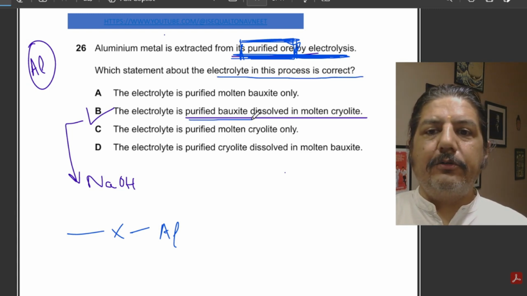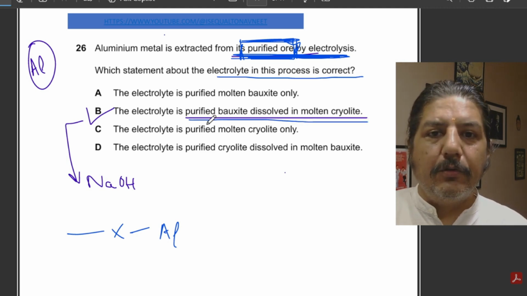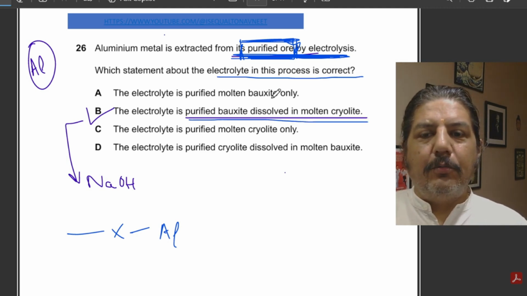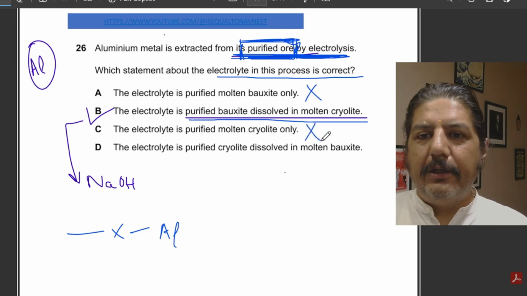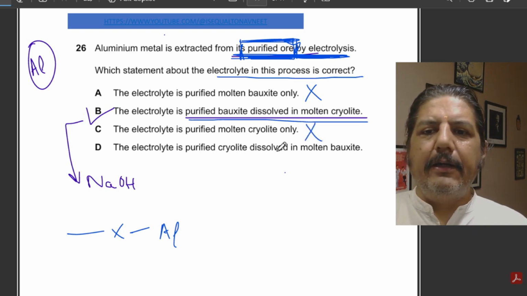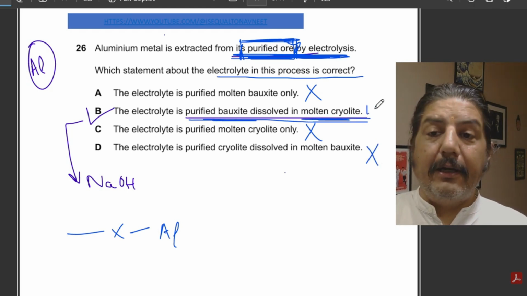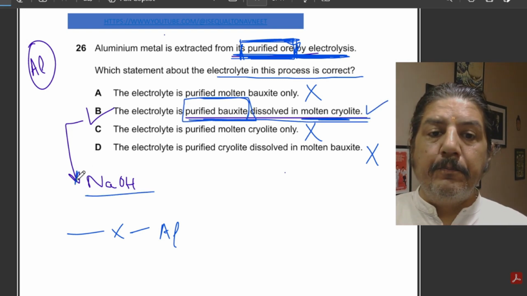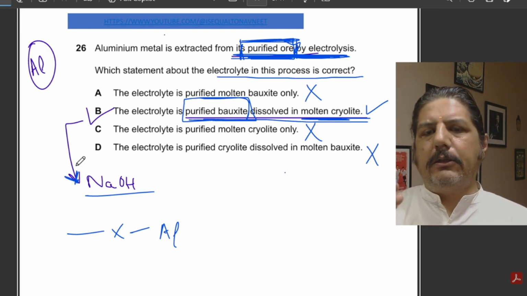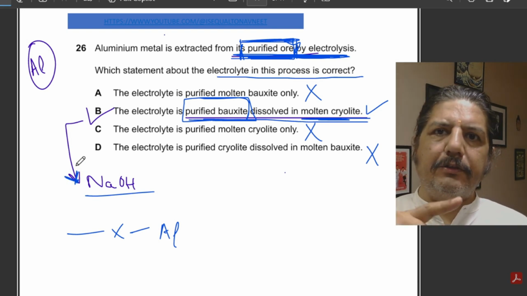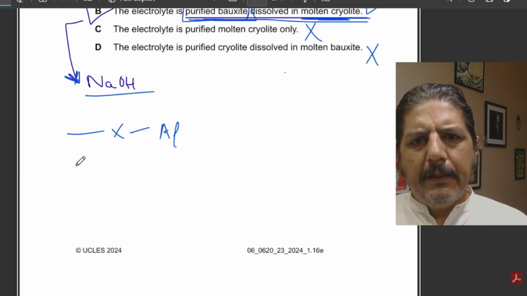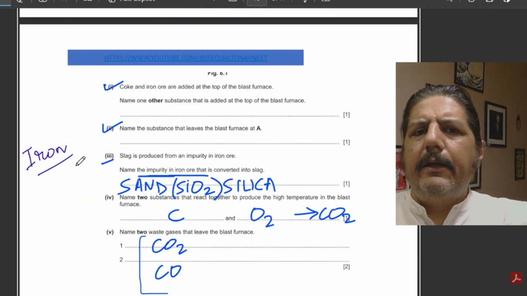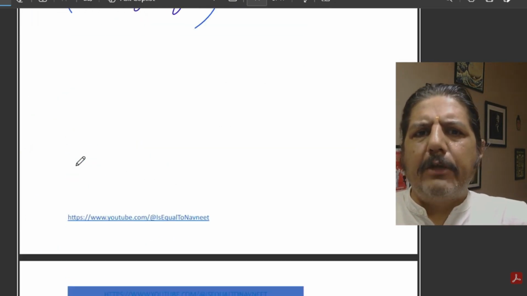The electrolyte is purified bauxite dissolved in molten cryolite. So the electrolyte is pure molten bauxite only. This is incorrect. Electrolyte is purified molten cryolite only. This is incorrect. Electrolyte is purified cryolite dissolved in molten bauxite. This is incorrect. Electrolyte is purified bauxite dissolved in molten cryolite. This is perfect. And why is it written purified bauxite? Because, as I have told you, before the bauxite is sent for electrolysis, the first process it undergoes is with sodium hydroxide. So these are the questions which were asked in 2025 regarding the aluminium process.